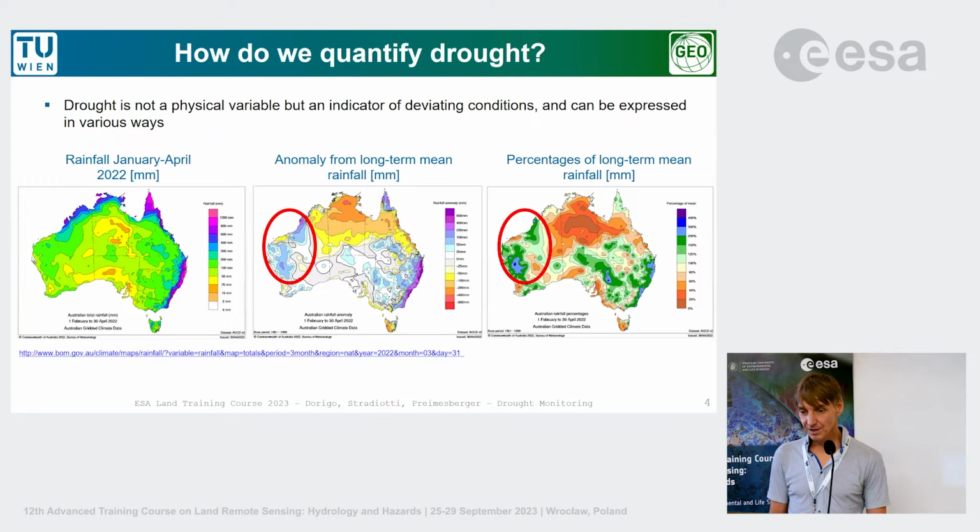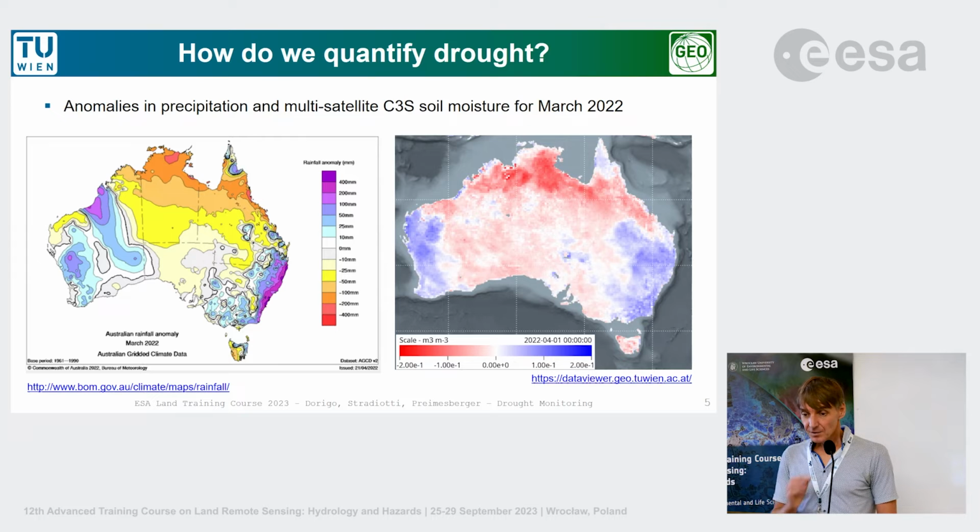Here is, for example, the difference. So here you see an area where the anomaly from the long-term mean is much wetter. But here, you see some different patterns.